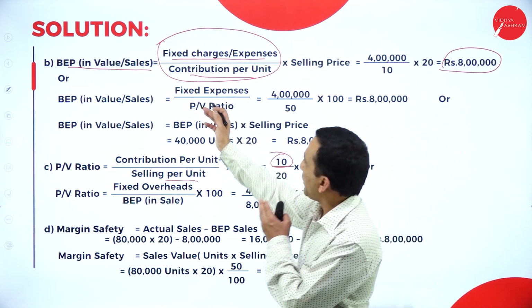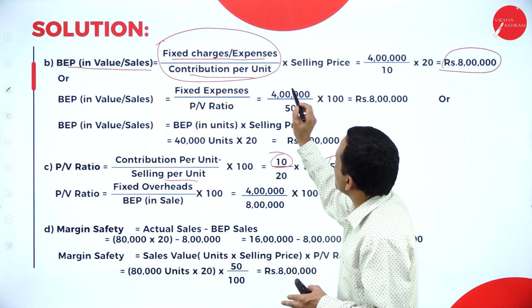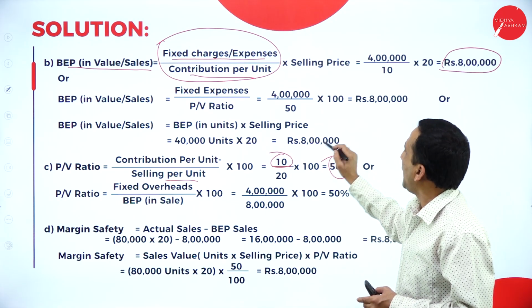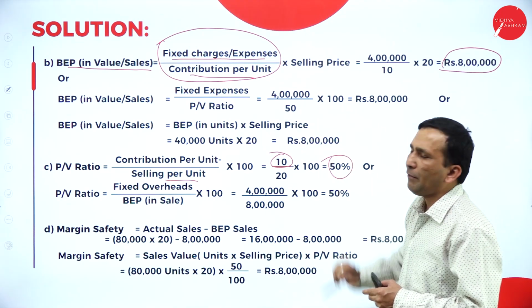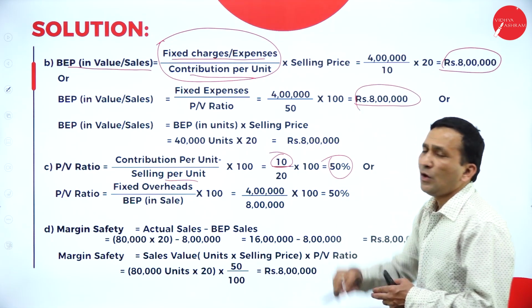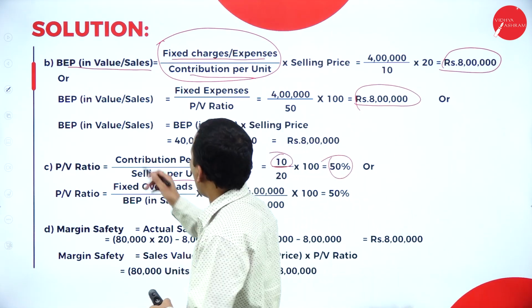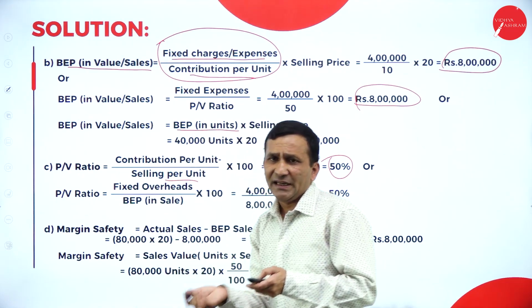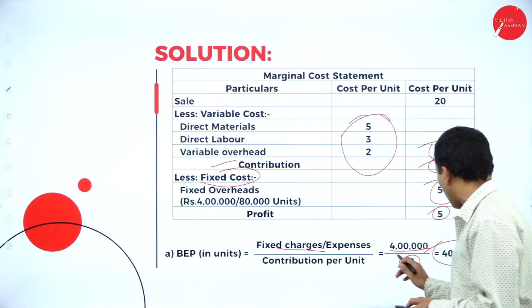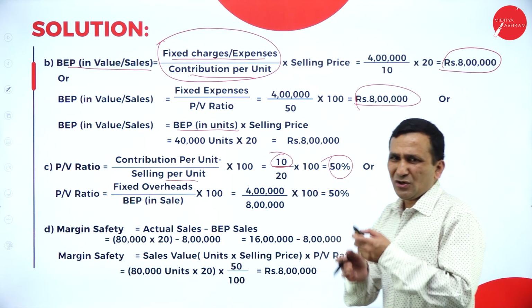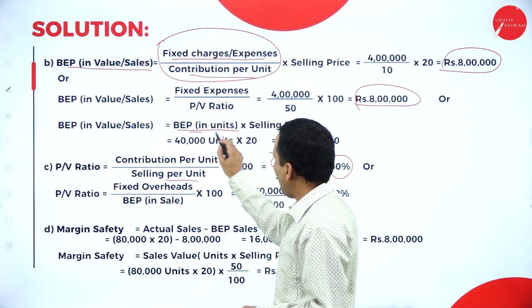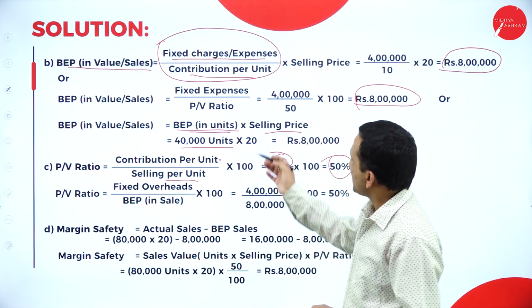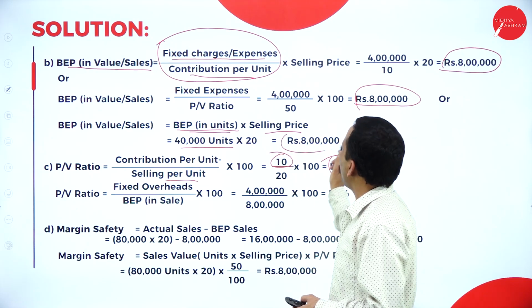Now we can apply it after getting the fixed expenses of 4 lakhs. The PV ratio we just found is 50. So 4 lakh into 100 divided by 50. The same answer, rupees 8 lakh. Or one more formula we can apply to find the break even sales: BEP in units. In the last slides we calculated 40,000 units. Just multiply BEP in units by the selling price. BEP units we got 40,000 and the selling price is 20. If you multiply, we get the same answer.